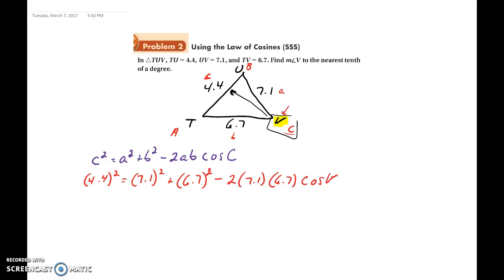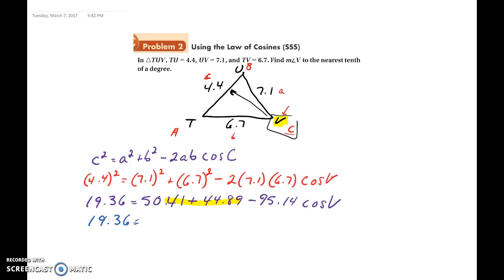Now we'll go ahead and do all the math. So 4.4 squared is equal to 19.36. 7.1 squared is 50.41. 6.7 squared is 44.89. And then 2 times 7.1 times 6.7 will be minus 95.14 cosine of angle V. From here we will combine these two, so then we will get 19.36 is equal to 95.3 minus 95.14 cosine of V.